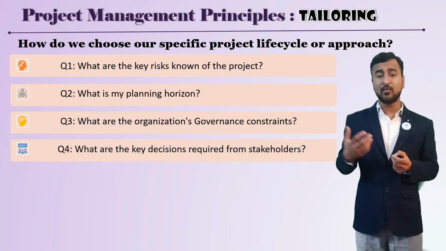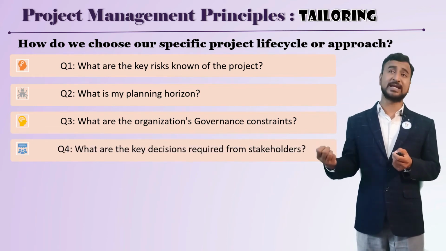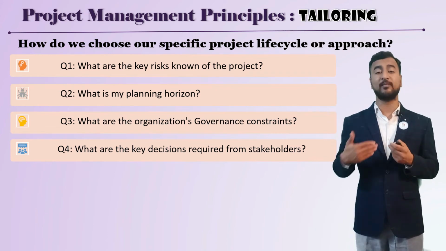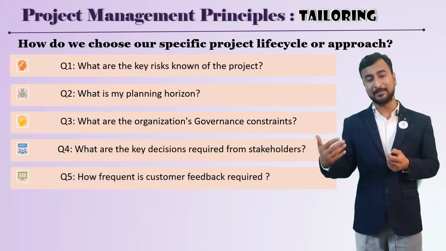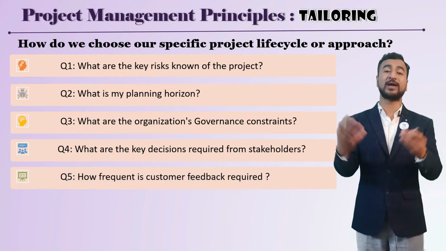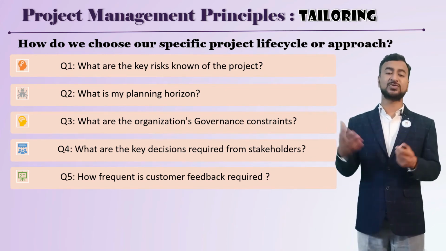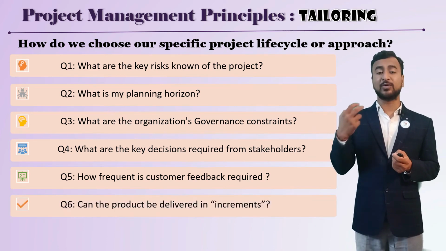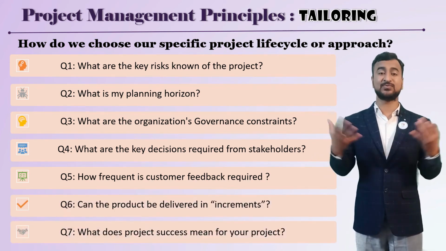other things. What decisions are required from stakeholders, their involvement and engagement with the project, and how frequently customer feedback is given to your projects. Sometimes they don't have that much time, they just get involved in a phase-gate review. So based on that you can plan. Can your products be delivered in increments, or what does project success mean for your organization?